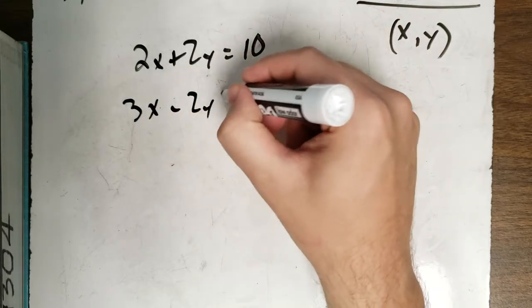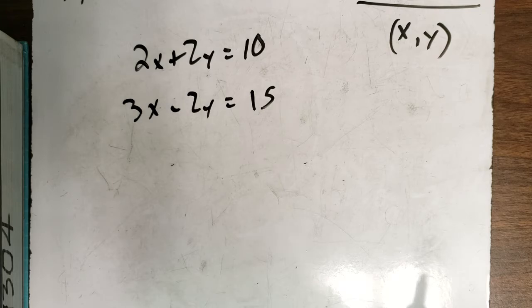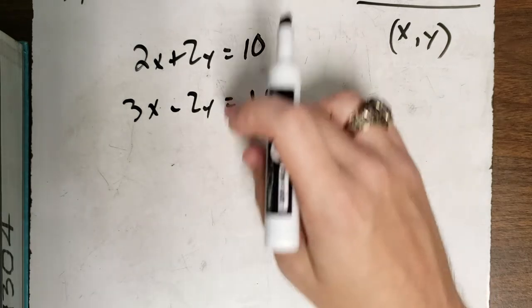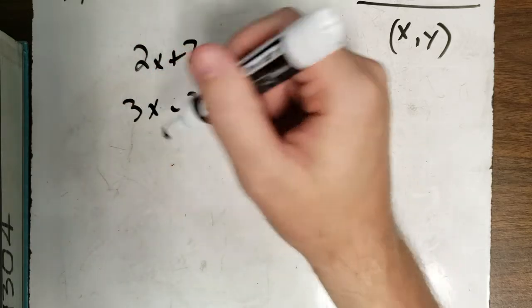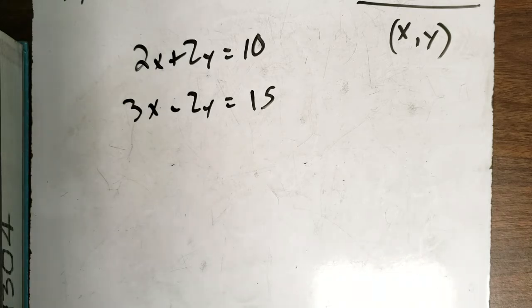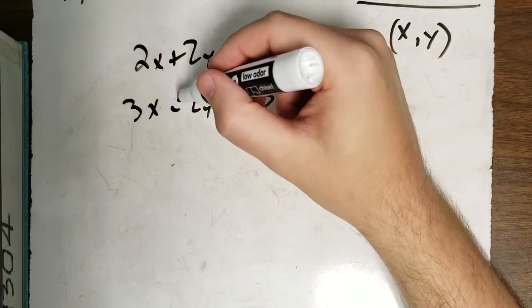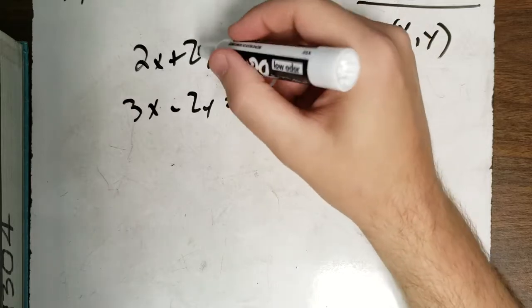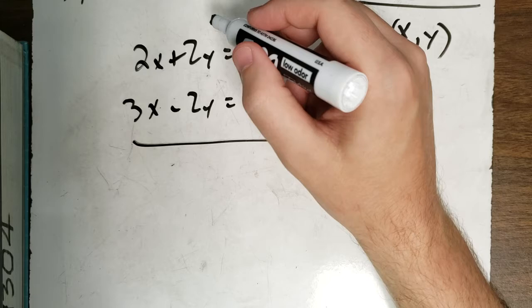3x minus 2y equals 15. Okay, so once again, we're looking for letters, x's or y's, that we can cancel out by adding straight down. So we have our x's, 2x and 3x, and our y's, 2y and negative 2y. Remember, what you're trying to find is the same thing, but one's positive, one's negative. So if you look at our y's, we have a positive 2y and negative 2y. So this is the one we're adding straight down that we're going to cancel out.